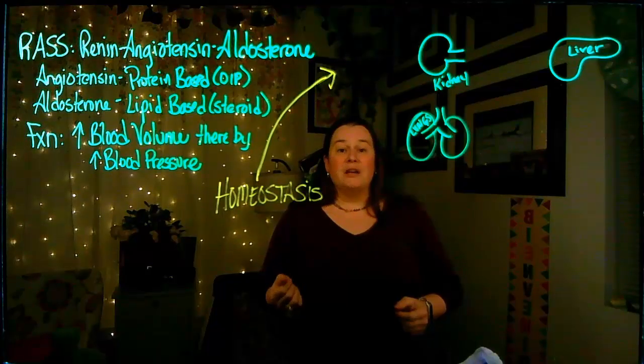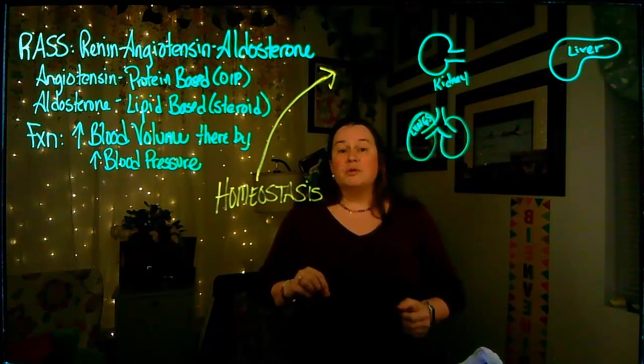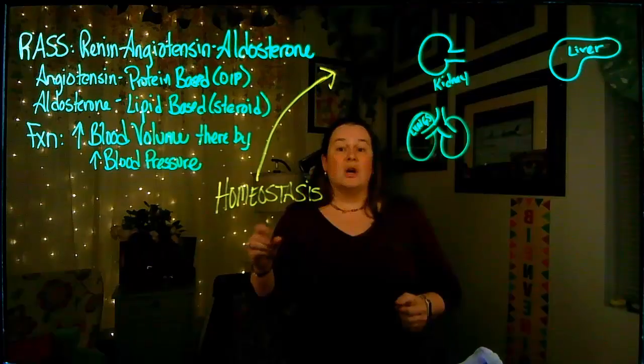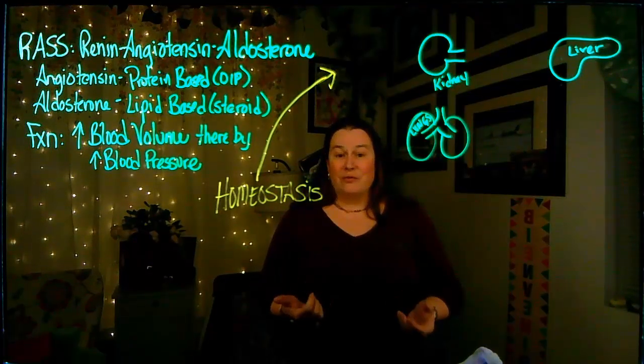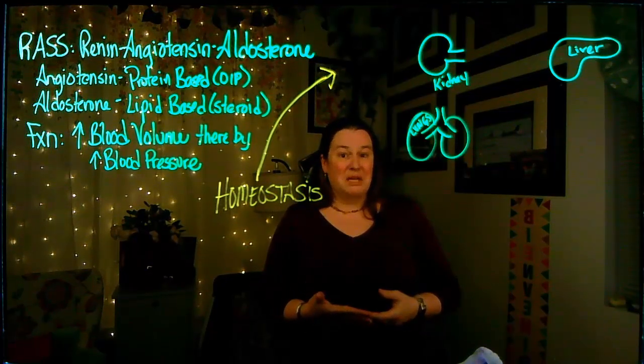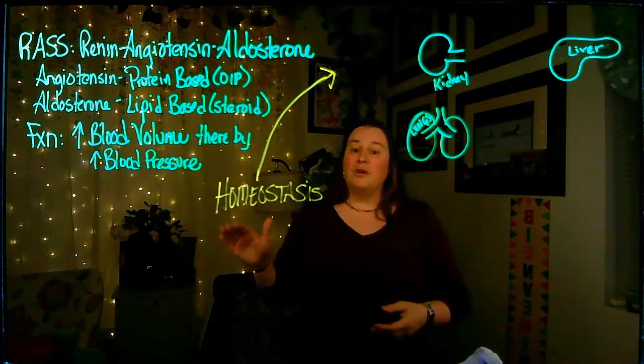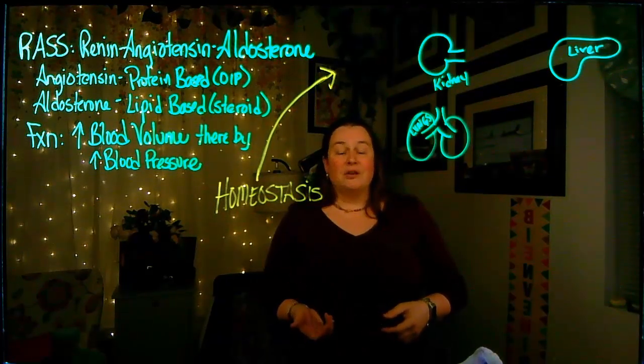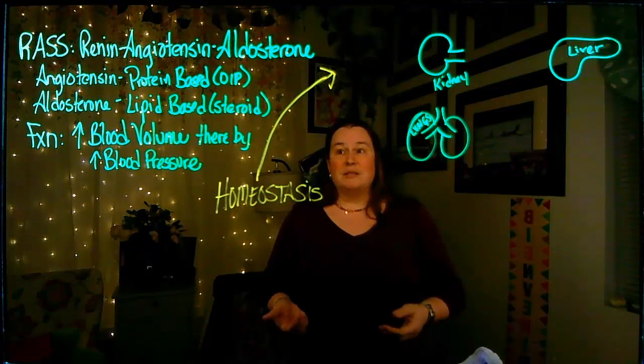As a friendly reminder, because we're looking at two hormones that are being produced here, you will see a note for angiotensin as the first hormone. This tends to be a protein-based hormone. And then the note for aldosterone, as a reminder, it's a lipid-based or steroid-based hormone.